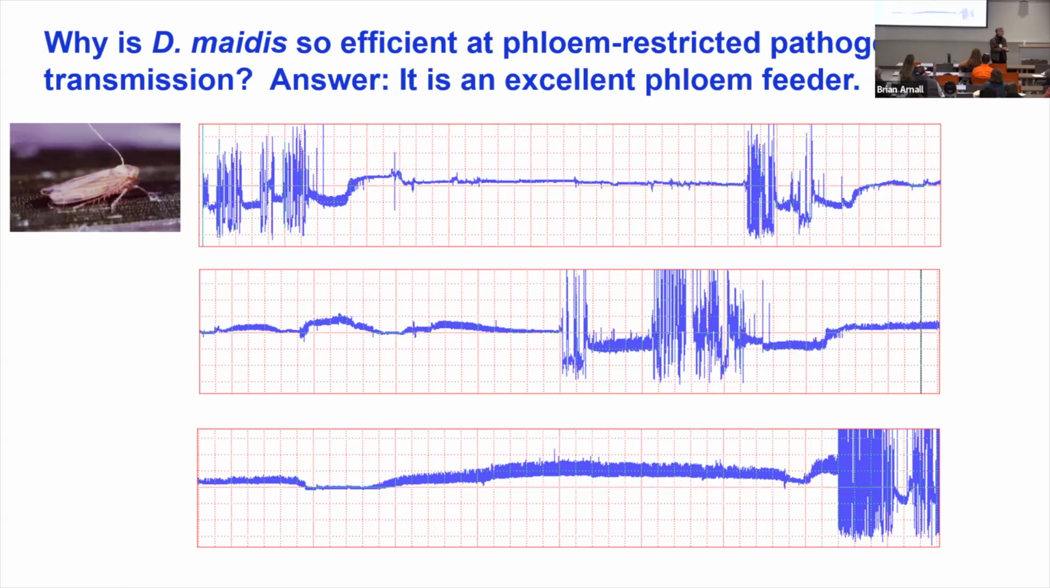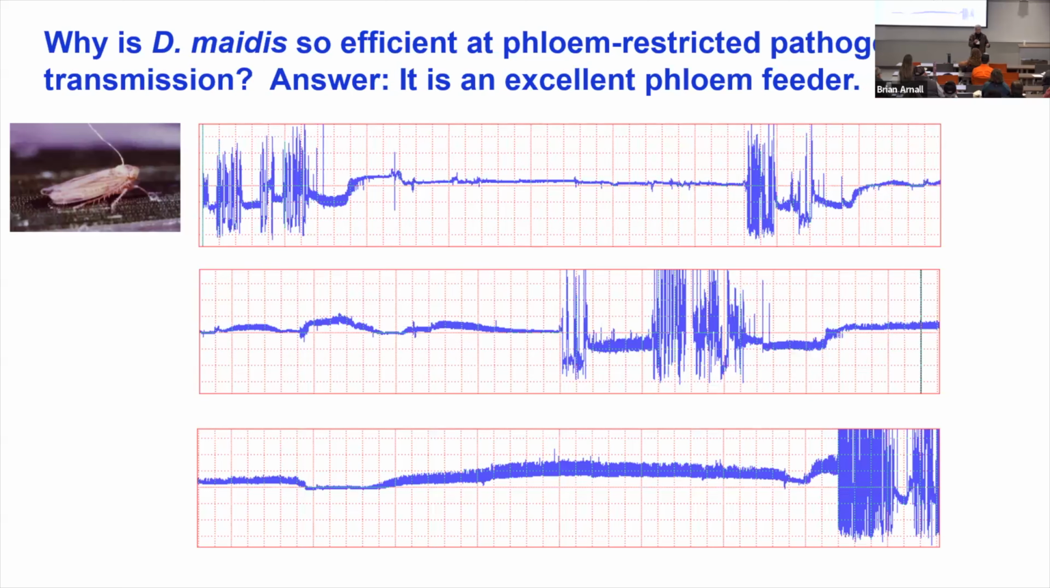And so I and my students have recorded Dalbulus maidis using a technology called electropenetrography. Briefly, we wire up insects. We glue a gold wire to their pronotum, and then we place them on an electrified plant. When the insect probes, it completes a circuit, and then that insect acts as a variable resistor. And the output is a bunch of squiggly lines, which are then interpreted to represent specific behaviors.